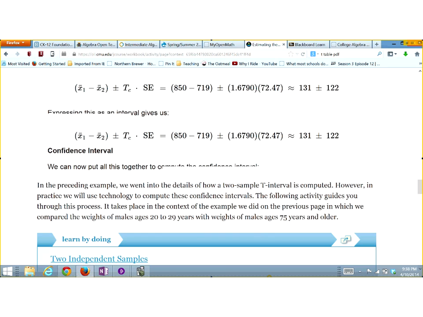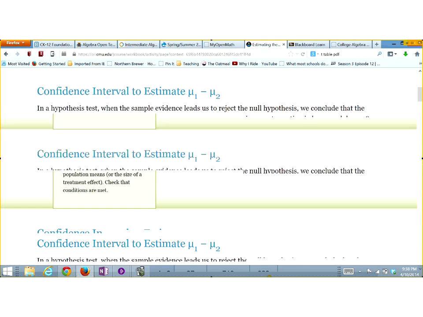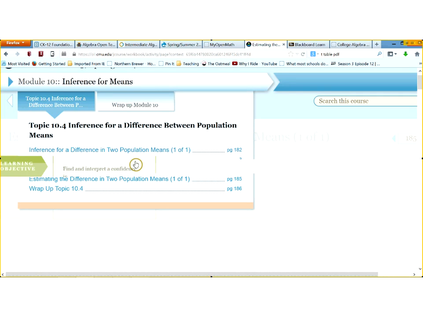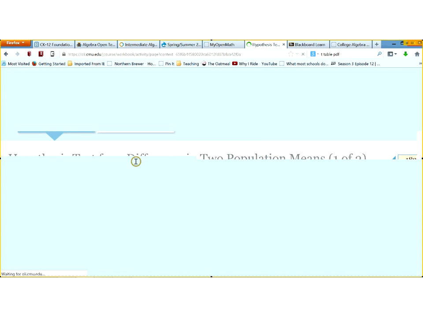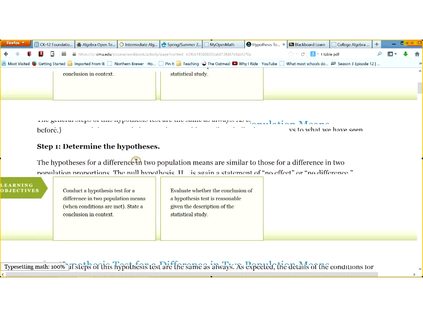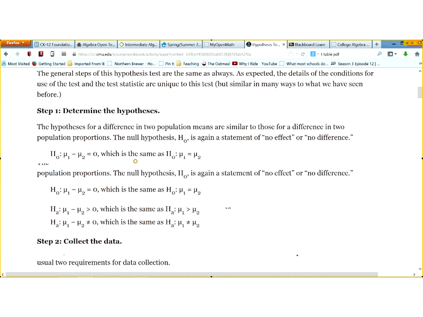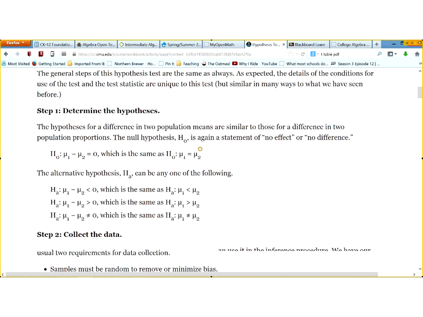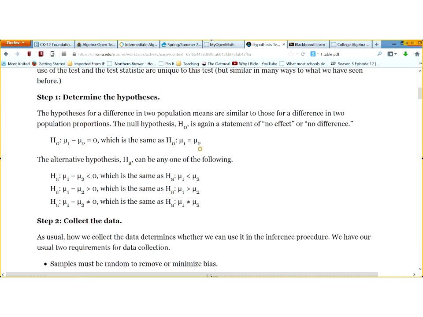Okay. What about a hypothesis test? A hypothesis test is easier to understand in this context than the confidence interval, and I would look at these hypotheses on the far right here. The null hypothesis is always no difference, that the two means are equal, and then the alternative is less than, greater than, or not equal to.